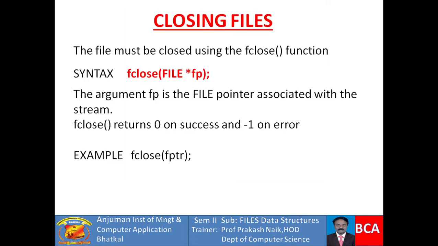Now let me come to closing the file. Always an open file has to be closed, so that the data is not harmed within that file. For this, I need to use a function called fclose. Fclose has one parameter, that is the name of the pointer variable. On the computer screen, you can see an example, fclose within the bracket fptr. So the file name and its data will be totally closed.